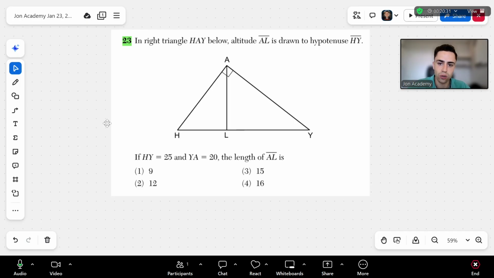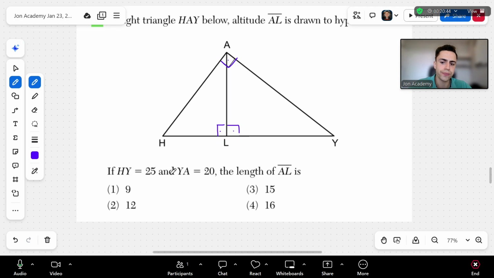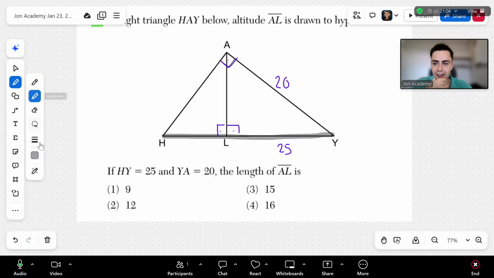Here we have a triangle, a right triangle, as we can see, and then inside of it we have 2 more right triangles. This is a popular exercise. They gave us HY, that is 25. So the lower side of the big triangle, this one, this is 25. And then the other they gave us is 20, YA. YA would be this one. This is 20. Okay. And now they are asking AL. AL, we can draw it here. It will be this here.